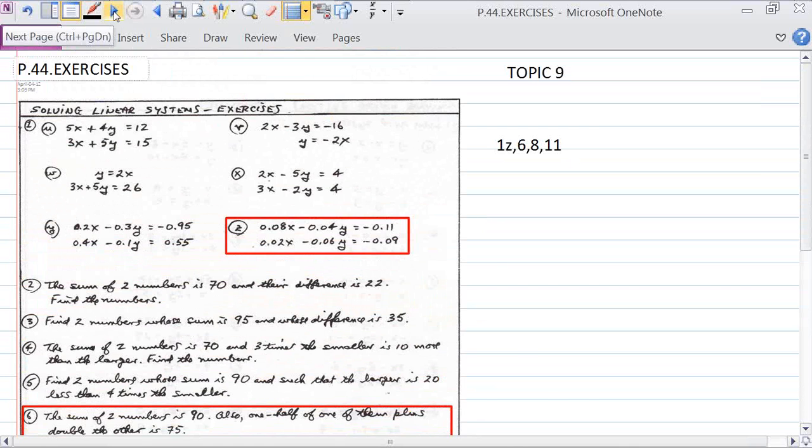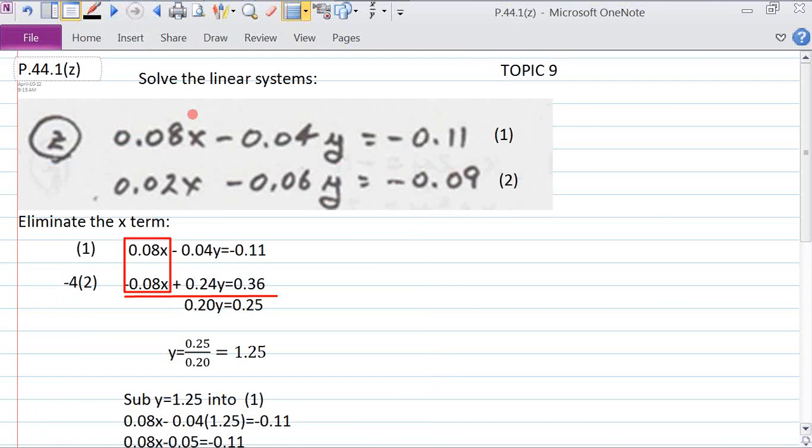Let's start with 1Z. Here we're asked to solve the linear systems. We're given these 2 equations. These are 2 linear equations, and what we're looking for is the point that lies on both lines. So here what we're going to do is eliminate the x term. We're going to use the process of elimination.